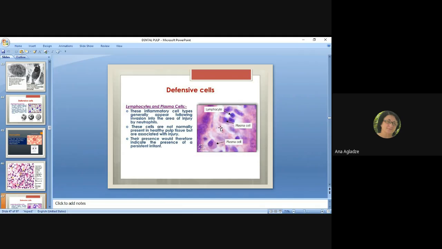If you compare this to the plasma cell, you can see that the plasma cell has a fried egg appearance, and it has increased cytoplasm, and this increased cytoplasm is at the expense of an increase of endoplasmic reticulum and Golgi complexes.